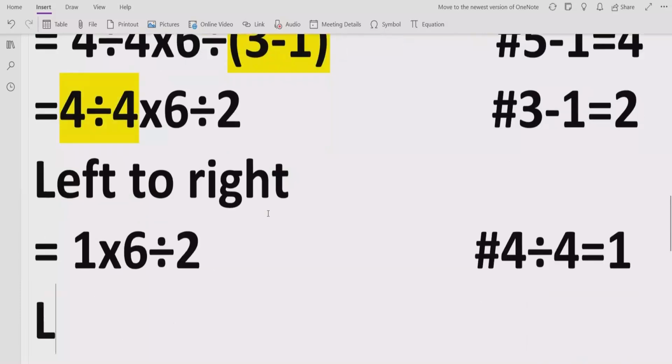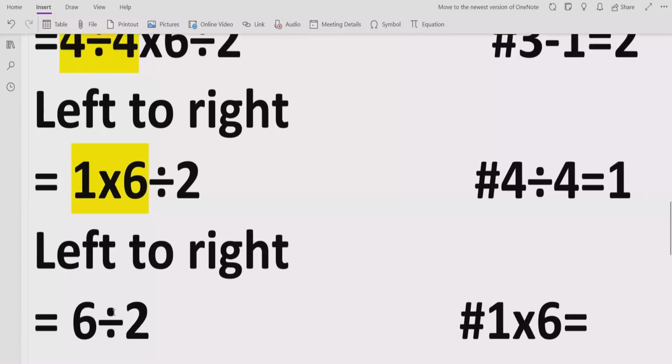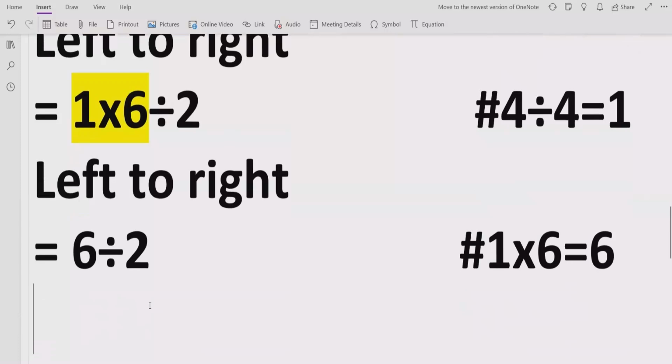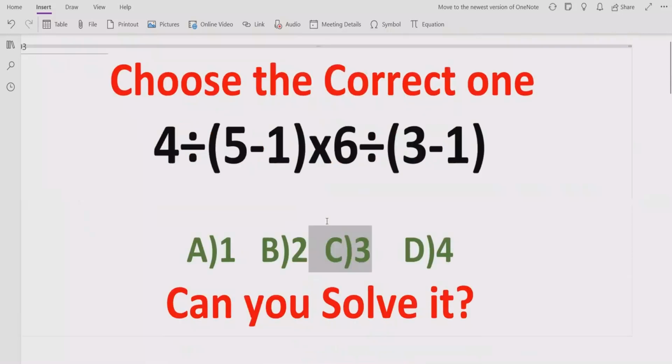Now again we have to go left to right and find out which is coming first. So now this time we have 1 multiplied by 6, and divided by 2, we will write here as it is. And here we have to give the reference: 1 multiplied by 6 equals 6. Now, moving forward, we have two terms. We have to divide these two terms and get the answer, which is 3. The answer of the given expression is 3. If you see the answer list, answer C is the correct answer of this expression.